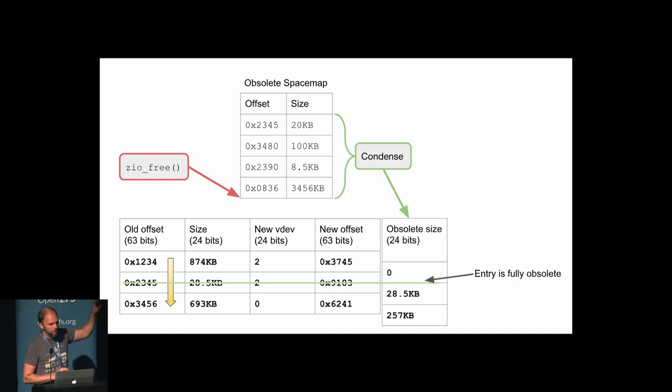Right. So what happens is when you do a free, we append that space to the obsolete space map. That tells us everything that's been freed. And then in the background, we do this condense operation that basically takes that obsolete space map and incorporates it into this obsolete size, which is not rendered correctly, but that's essentially to the side of the main mapping structure. We also have this piece of information that tells us how much of that size is obsolete. If it gets to be the entire size, then when we rewrite it, we can omit that entry.